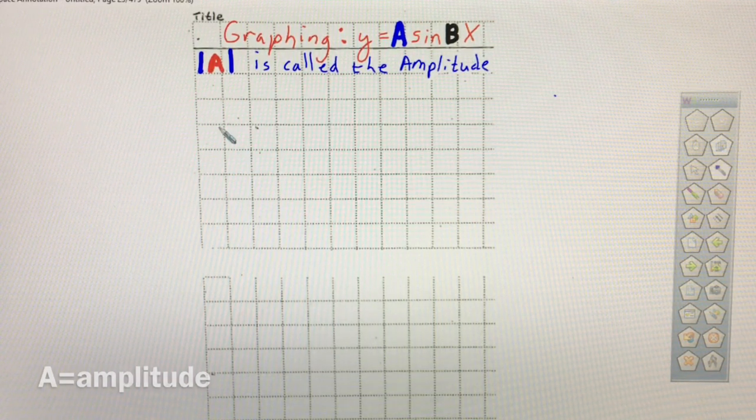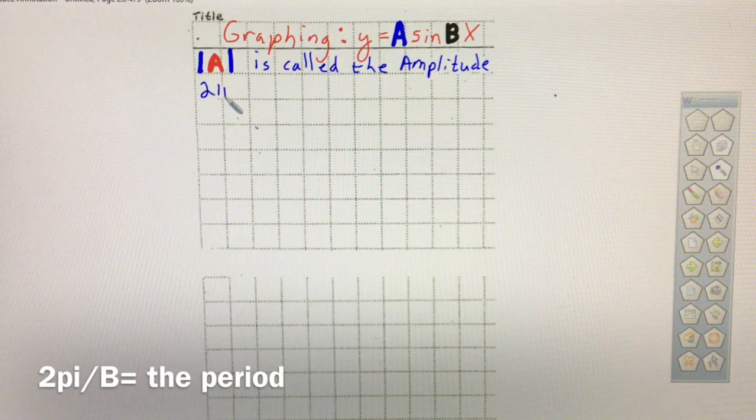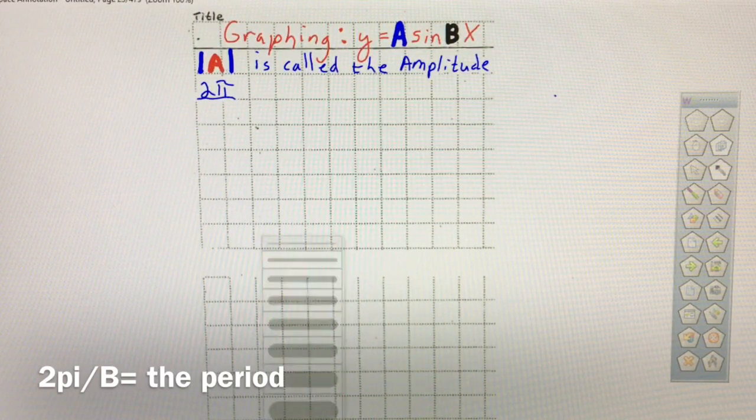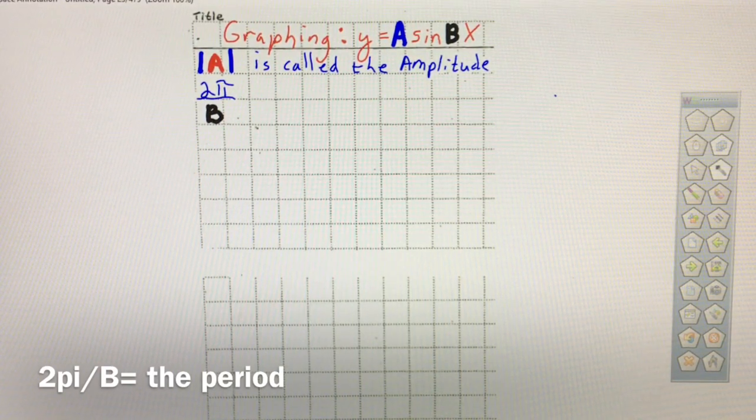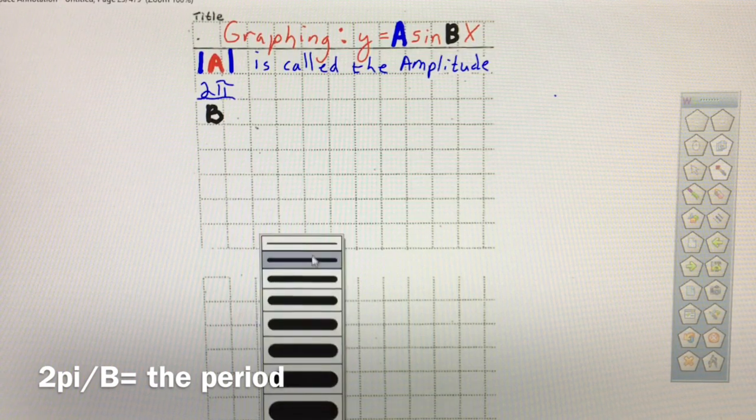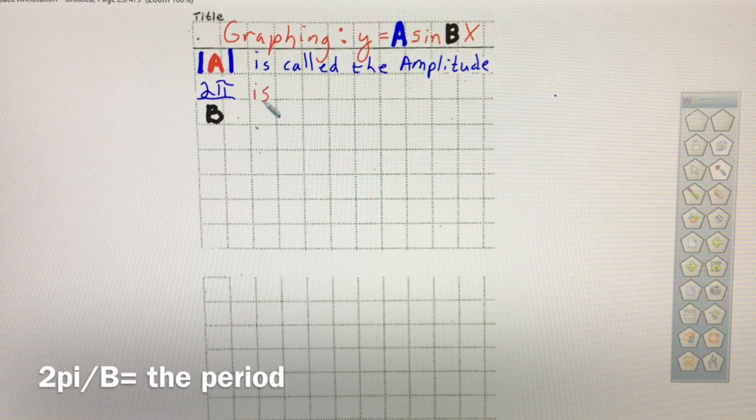Then B isn't really anything but 2 pi from the unit circle over that letter B. That's what we designate as our period or our frequency. Some people call it the cycle. And in this class we just call it the period. It's called the period.